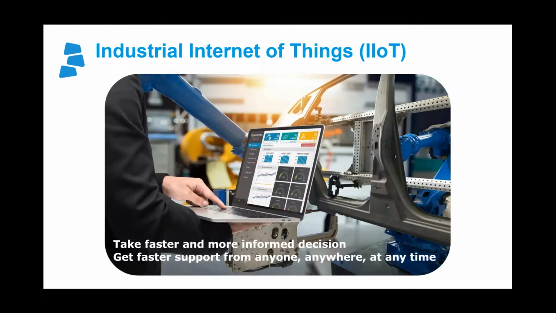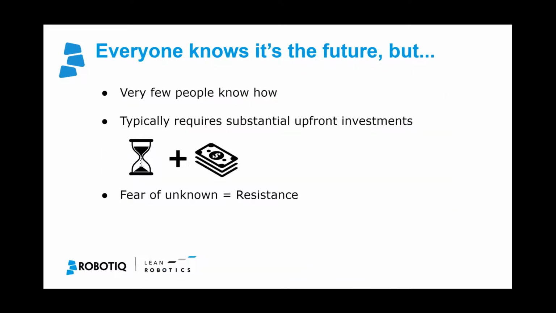So this is an industrial Internet of Things solution. What you're doing here is monitoring your production in order to make faster and more informed decisions and get faster support from anyone, anywhere, at any time. Everyone knows it's the future, but we realize that very few people actually know how to do it.